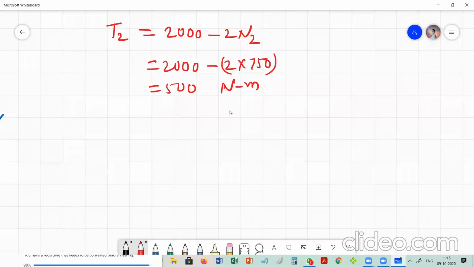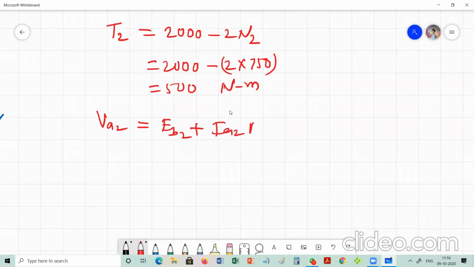For that we can use the equation VA2 is equal to EB2 plus IA2 RA. But for that we have to calculate EB2. So we can rewrite this equation. I will call it equation number 1, because it is the second part.